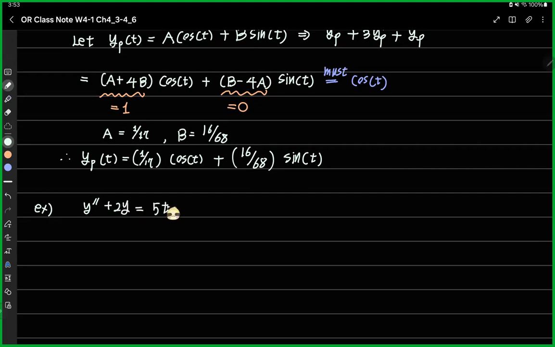Something like this: 5t times e to the t, for example. You see that 5t is a polynomial and e to the t is an exponential function, so two distinct types of functions are multiplied. What are you going to do?